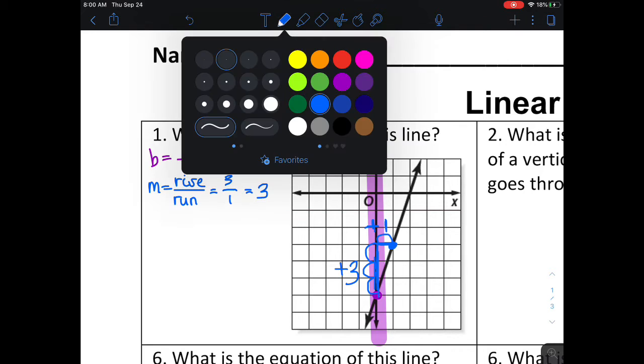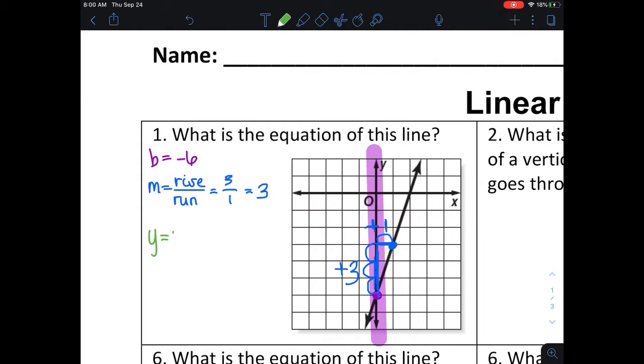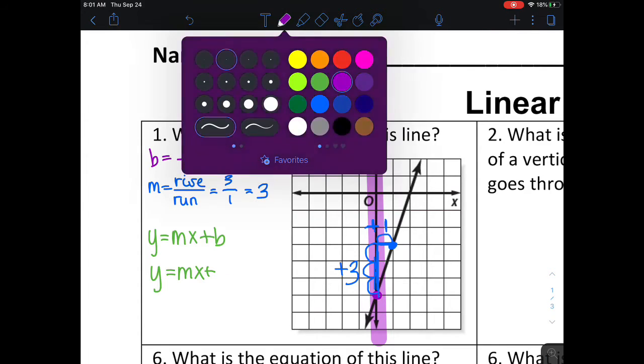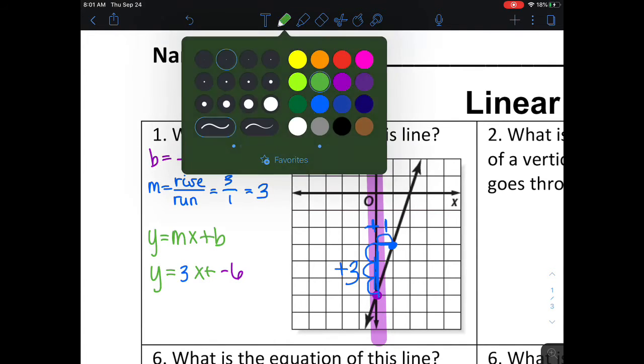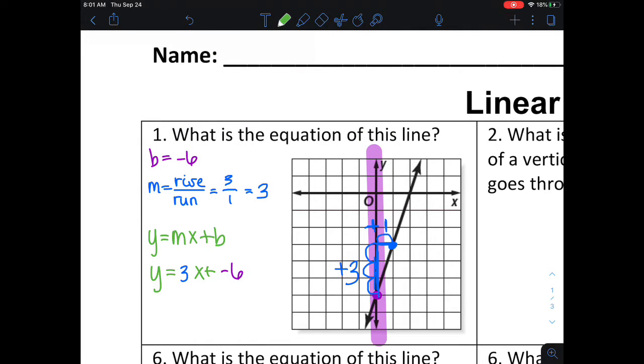All right, so the next thing that I need to do is write my slope-intercept form. y equals mx plus b, and I'm going to write it twice so that I can erase and replace. So we already know that b was negative 6, and m was 3. Of course, I can clean this up because of that plus negative business. You can just put minus, so that's going to be y equals 3x minus 6. All right, moving on, that's it.